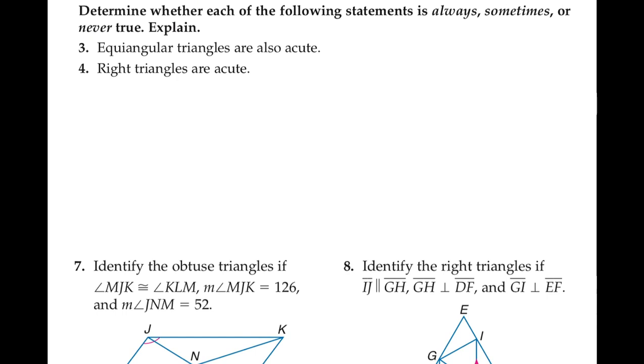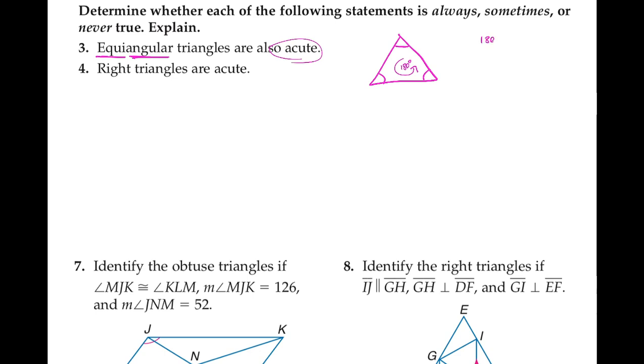Okay, sometimes, always, or never. Equiangular triangles are also acute. Well, what's equiangular mean? Equa means equal, angular. So we've got a triangle where all three angles match. So are they acute? Well, if all three angles are the same and they add up to 180, we're actually going to prove that they add up to 180 in the next video. So yeah, we don't technically know that yet. Okay, maybe. Next section we will.